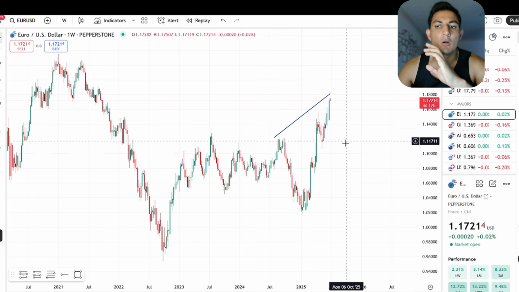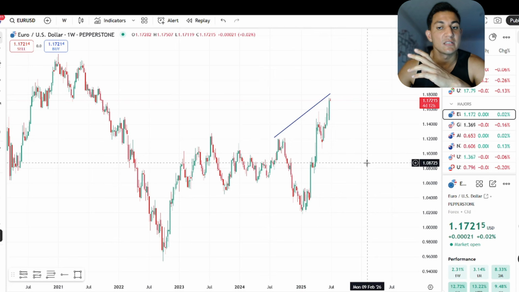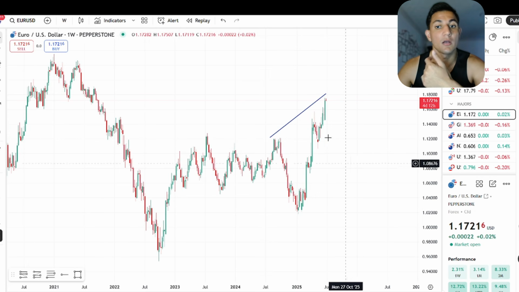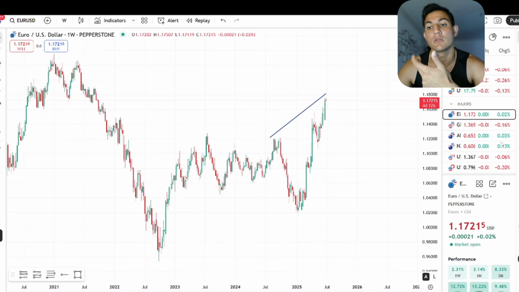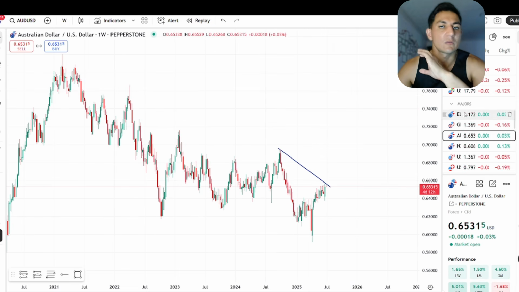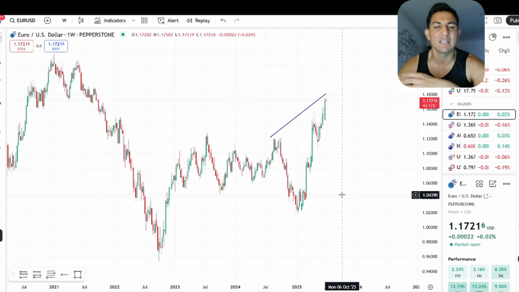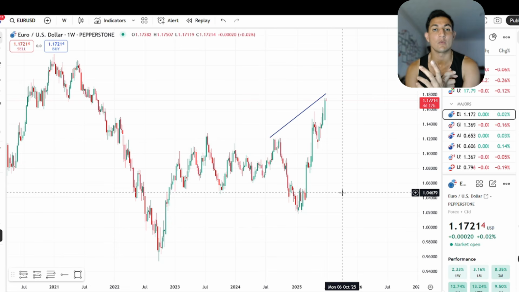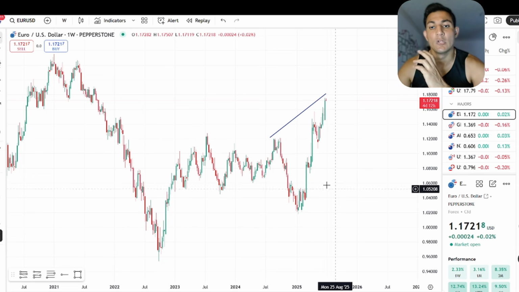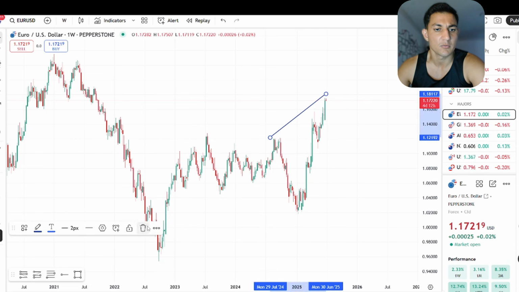But it's not enough just to blindly follow the weekly chart, although the analysis here stands. We are super bullish on euro dollar. We want to look for longs, and the same thing with all the other markets. What we really want to see on the lower time frames is two things. We want to see confirmation and we want to see targets, like liquidity targets.